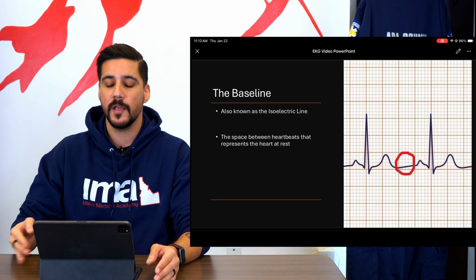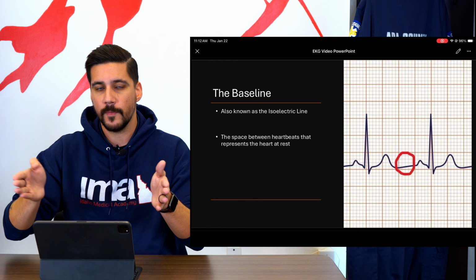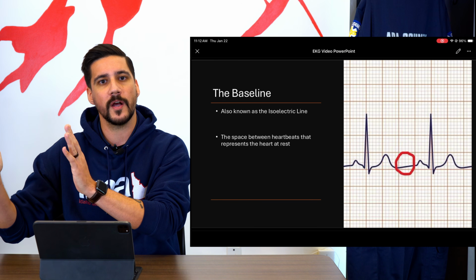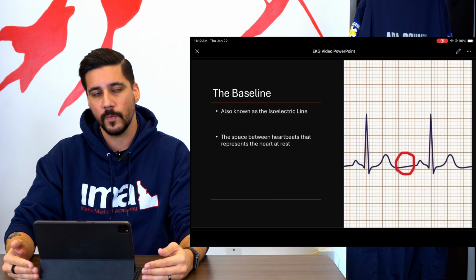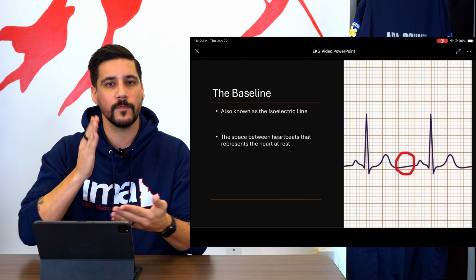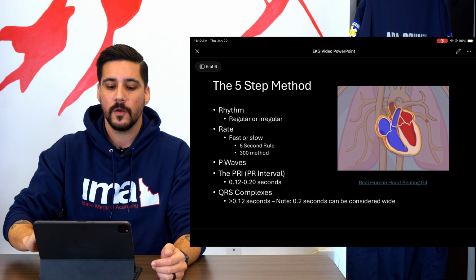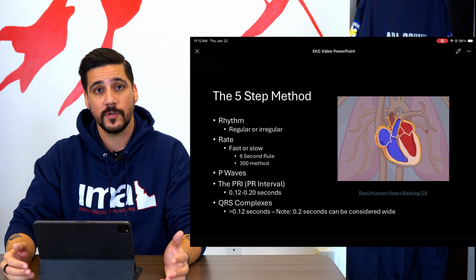Okay, now let's say I have 4 of them that are 4 boxes apart, but then we have one that's 2 boxes apart, and then we're back to 4 boxes. That would be an irregular rhythm because it's not consistent. We're looking for a same cadence every single time. Okay, going back down, the next thing we like to look at is our rate.